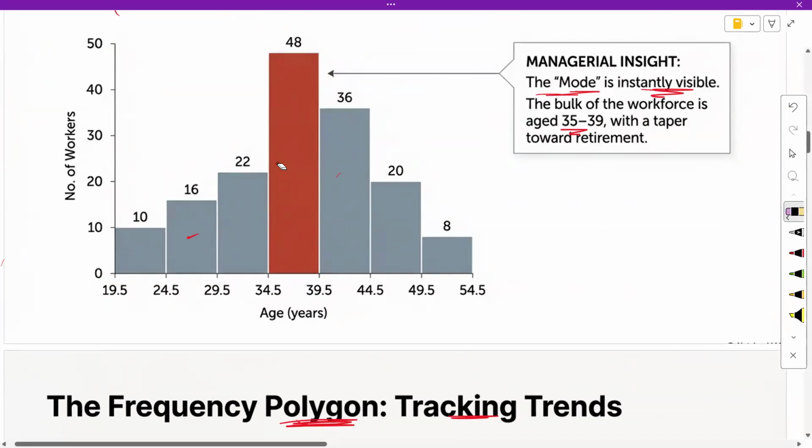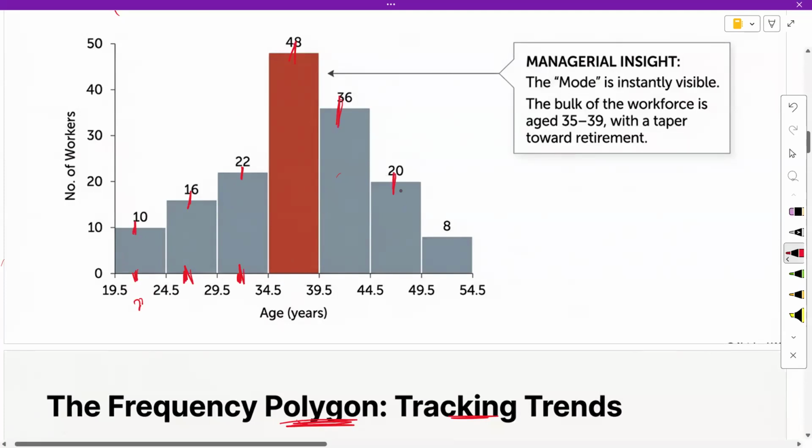To draw this, first you have to draw a histogram, right? And then you have to identify the midpoints. So what's the midpoint here? 22 or something. Here the midpoint is 27 or something, and here the midpoint, right? You have to find the midpoint, right? Midpoint.